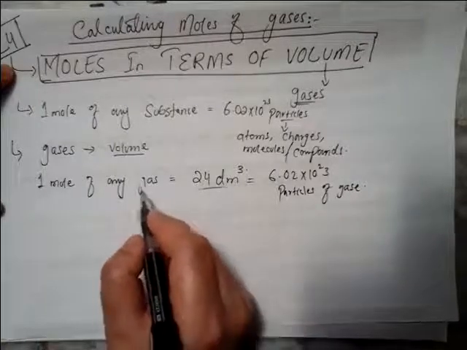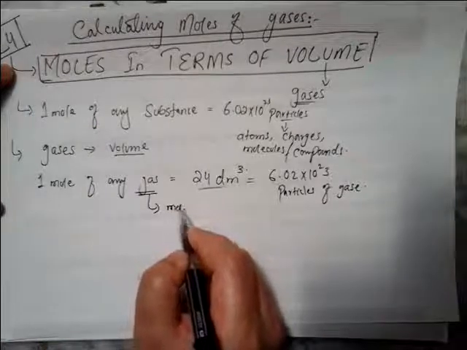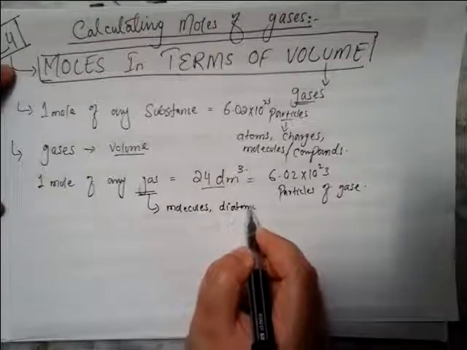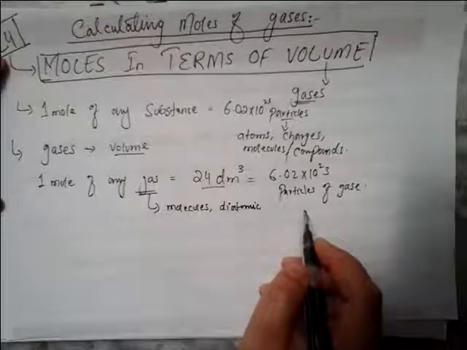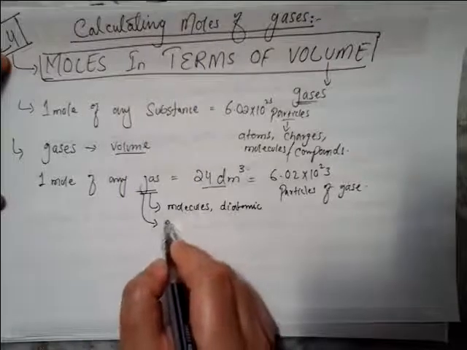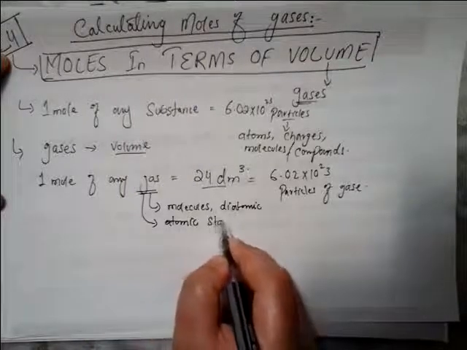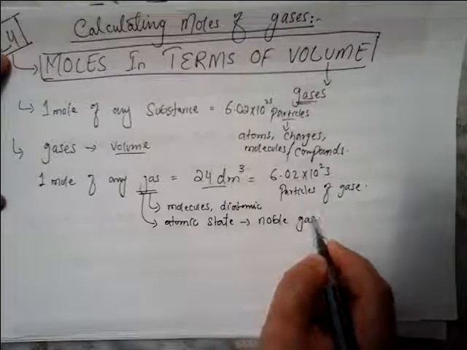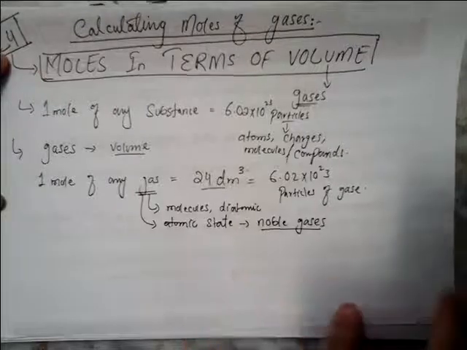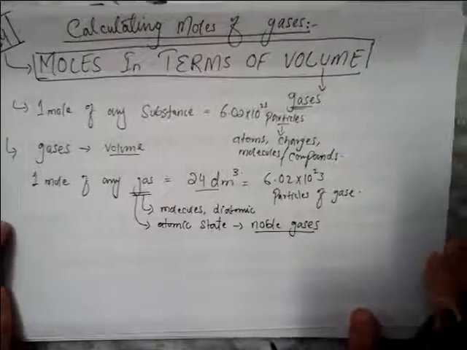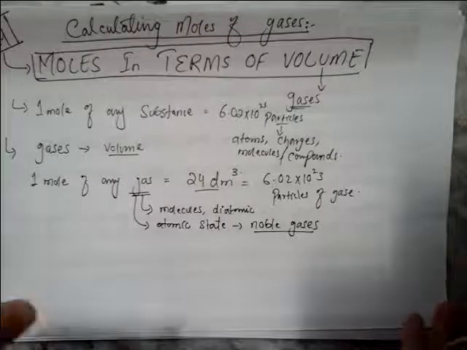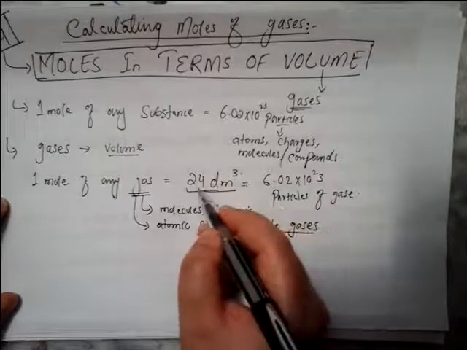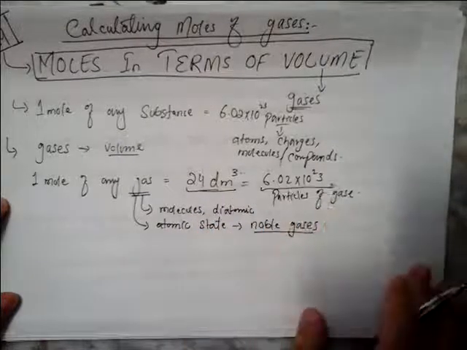Is that clear? And keep in mind that gases are usually in the form of molecules. These may be diatomic molecules or triatomic molecules or tetraatomic molecules, but some gases are also found in the atomic state, like noble gases. Noble gases are found in the form of atoms, not molecules. Is that clear? So 1 mole of any gas has that specific amount of volume, 24 decimeter cube, and this has this specific amount of particles.